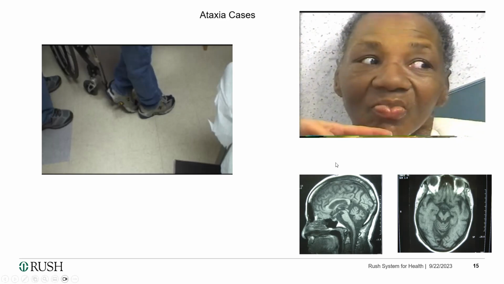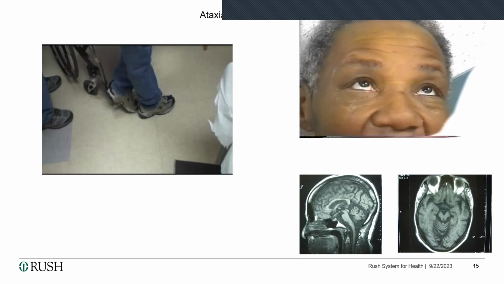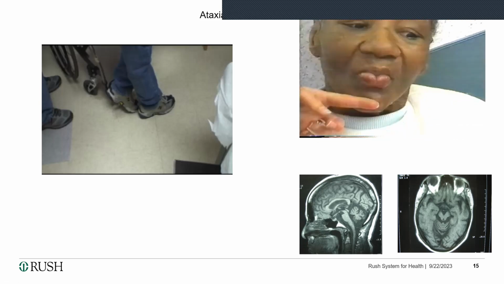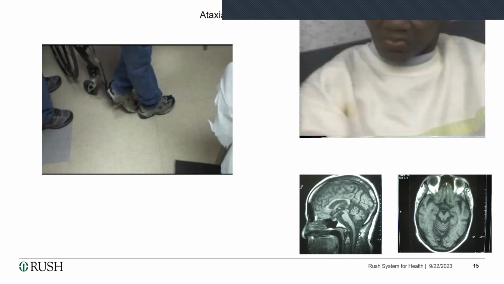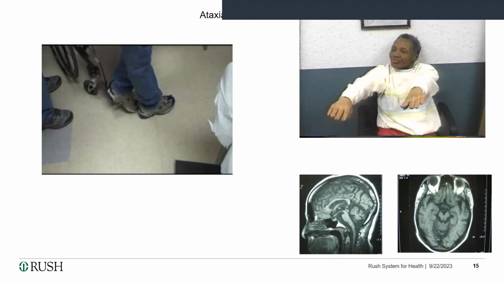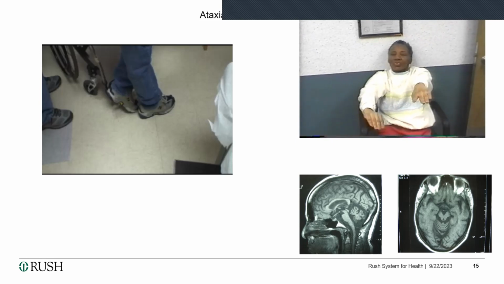So I think her eye movements may be a little hard to see on the video, but she does have some problems with her pursuits. They are jerky or saccadic as she's moving them. And you can also see in this image her titubation, her head titubation. You'll see it, I believe, when she walks as well.